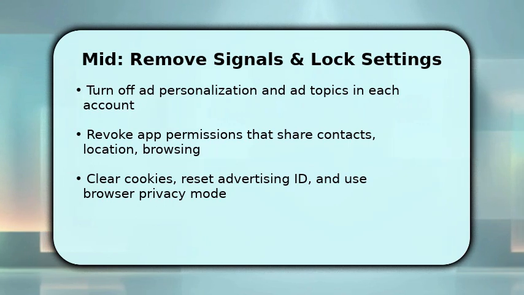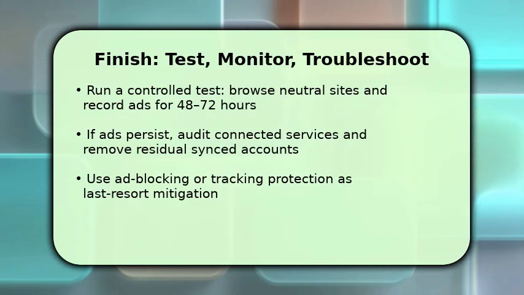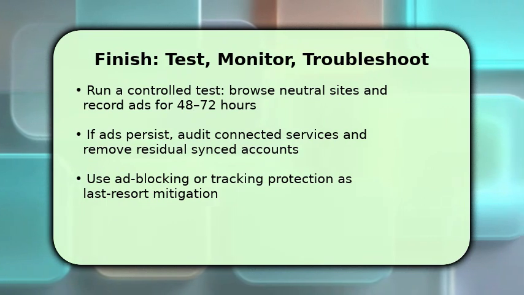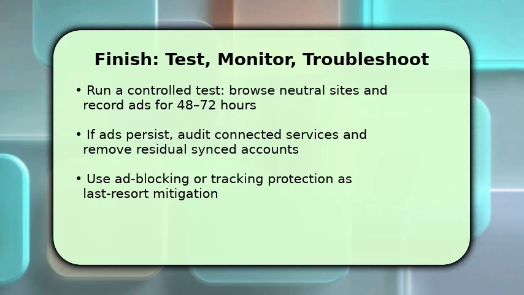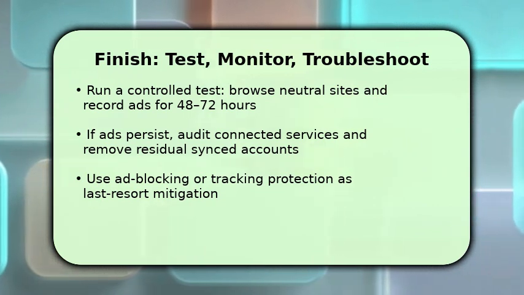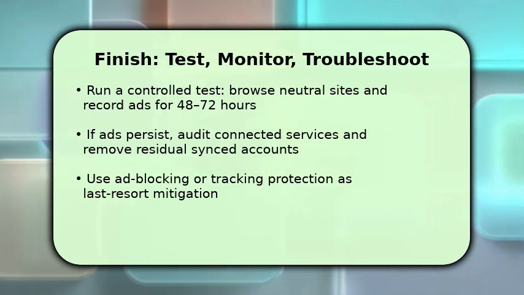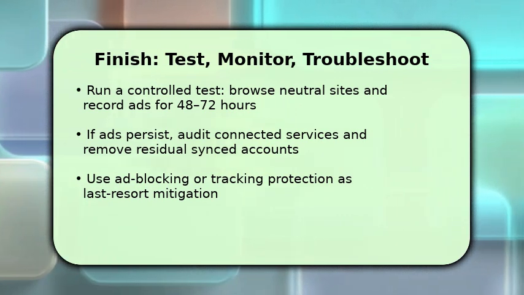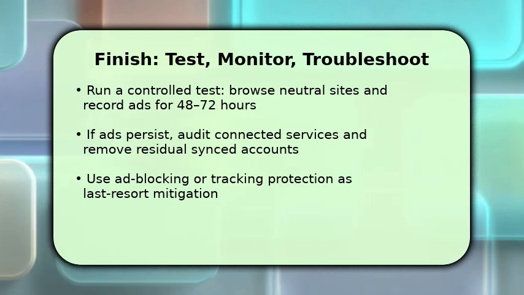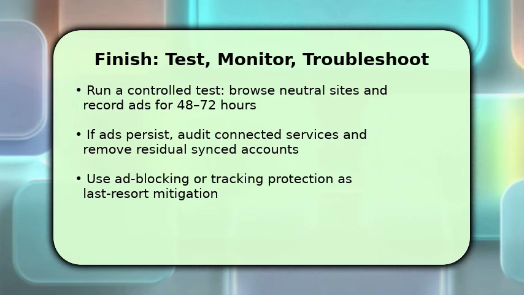You finish by testing and monitoring to confirm personalization is gone. Browse neutral sites and record the ads you see for 48 to 72 hours, comparing against your initial exports. If targeted ads persist, audit connected services again and sign out or remove any residual synced accounts. Sometimes a forgotten device or extension keeps sending signals. If all else fails, use reputable ad blocking or tracking protections as a temporary mitigation. One key troubleshooting tip: check other devices.